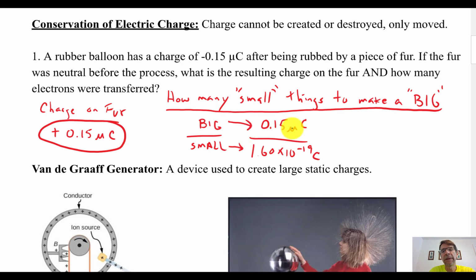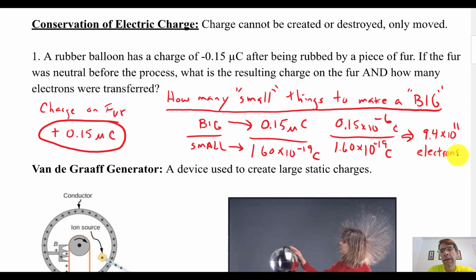Now, you have to remember here that this is 0.15 times 10 to the negative 6th. So I'm going to plug that in my calculator. 1.60 times 10 to the negative 19th is already in its scientific form. So those are both now in coulombs. The units cancel out, and you end up with 9.4 times 10 to the 11th. The answer is 9.4 times 10 to the 11th. There are no units there. You can say it's that many electrons. It just says how many.